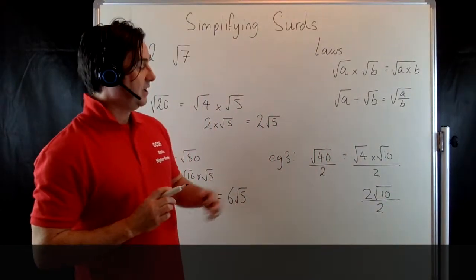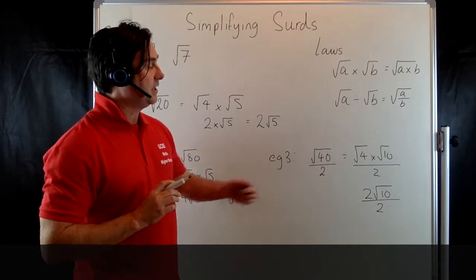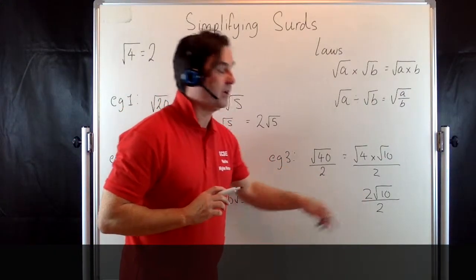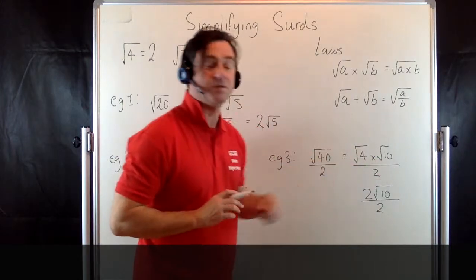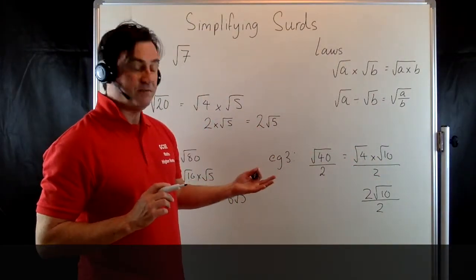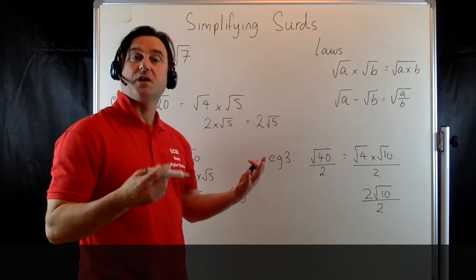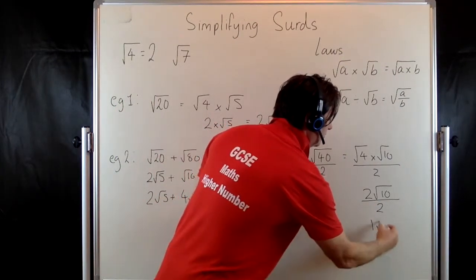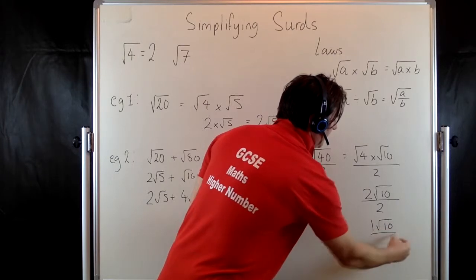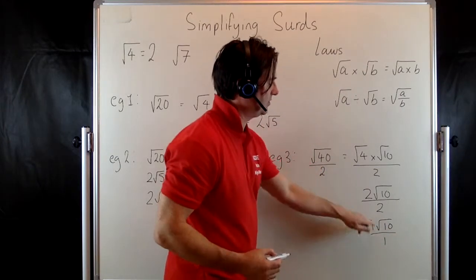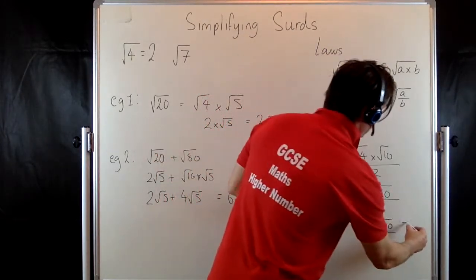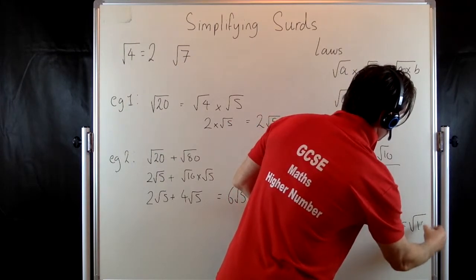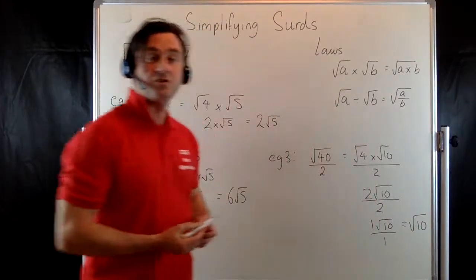You should be able to see that because we're dividing a 2 by a 2 and we're timesing the 2 on the top there, we can simplify that even more because 2 goes into 2 once, so we're left with 1 root 10 divided by 1, and these ones do not need to be there, so our answer is just root 10.